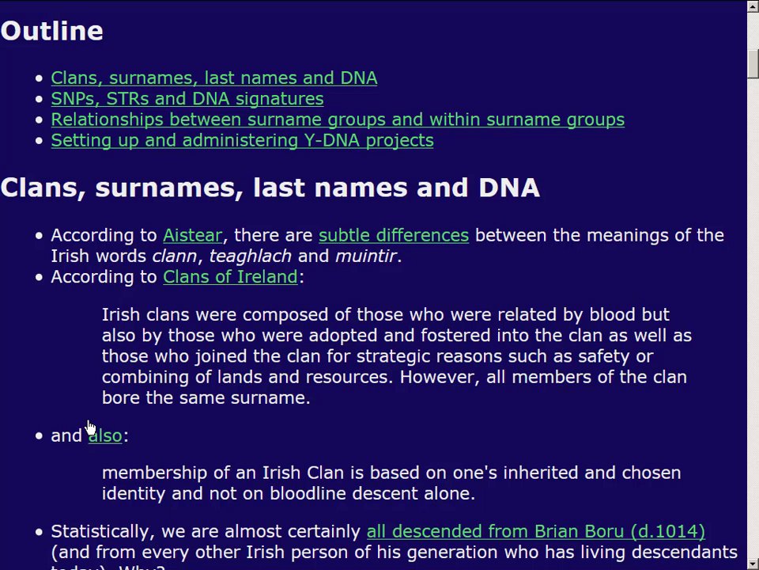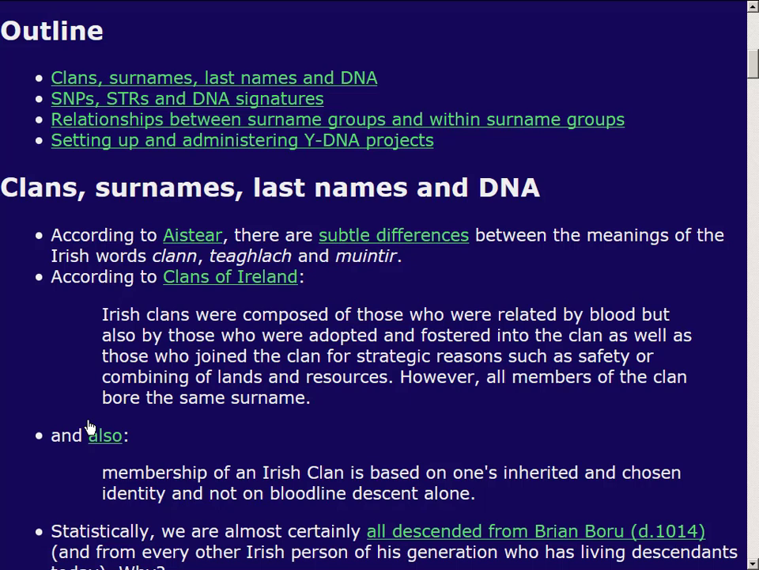What we're really representing here today are surname organizations rather than organizations of people who are known to be of the same bloodline. So I was glad to find the Clans of Ireland website acknowledges Irish clans were composed of those who were related by blood, but also by others, those who were adopted and fostered into the clan, those who joined for strategic reasons, but all members bore the same surname. So you can have the same surname as another man, but not have a common male line ancestor within the surname era, which goes back about 1,000 years.